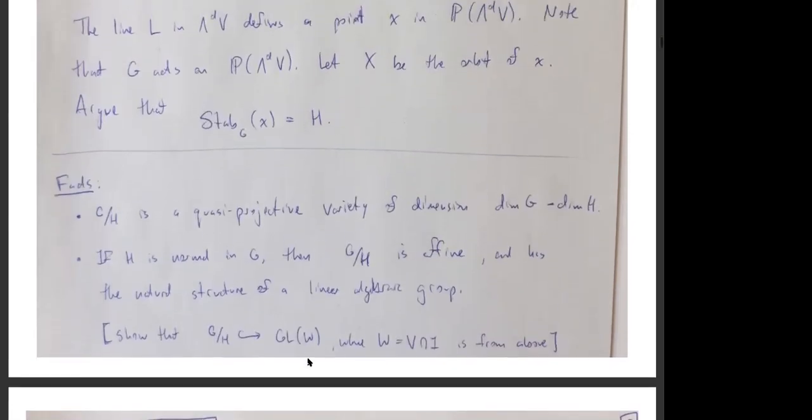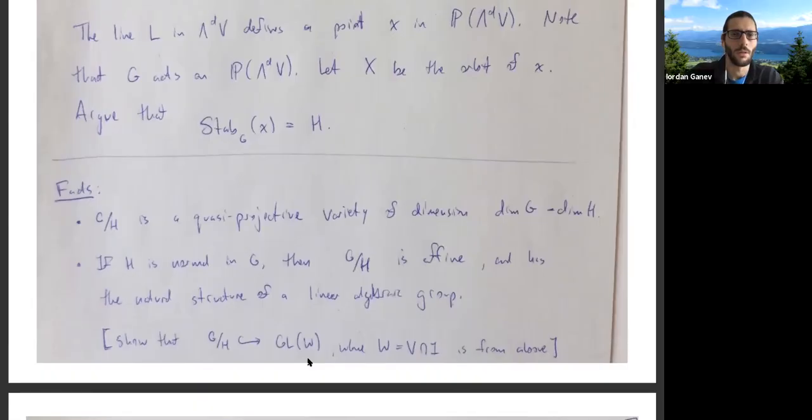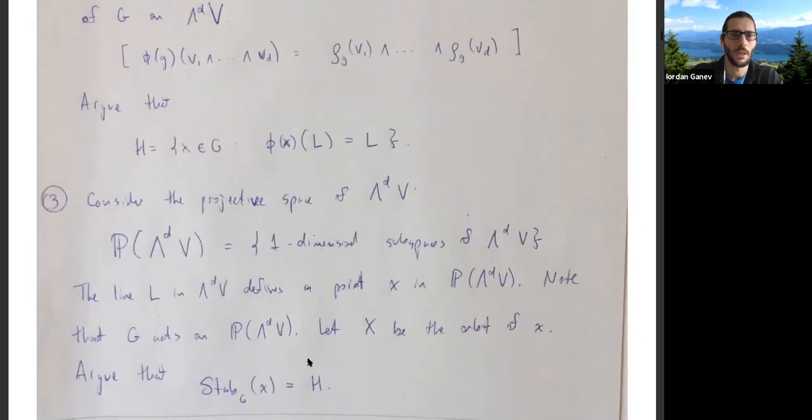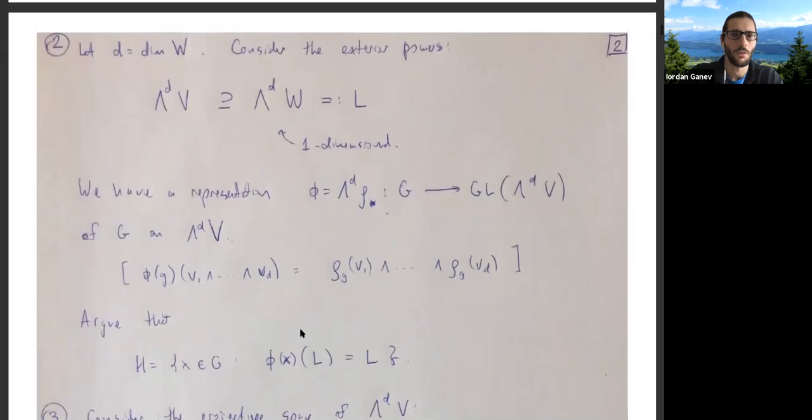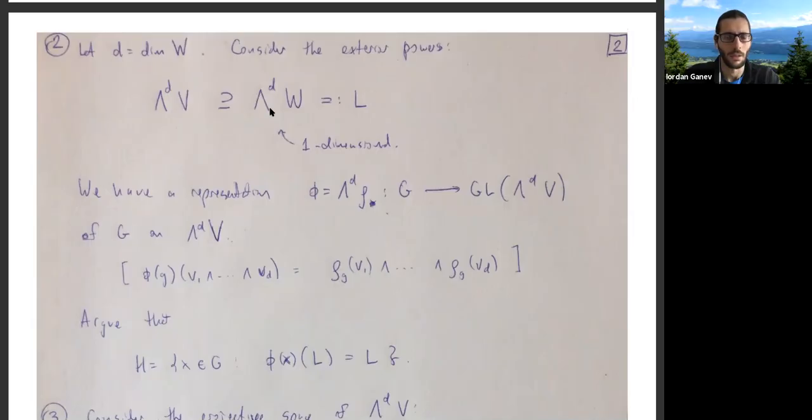Can you just remind us why L is one-dimensional? Right. So L is one-dimensional because it's a general fact that if you take a vector space of dimension d, then its dth exterior power is one-dimensional. Oh, determinant. Okay, now I see. Yeah, it's exactly the determinant. Yeah, that's exactly right.